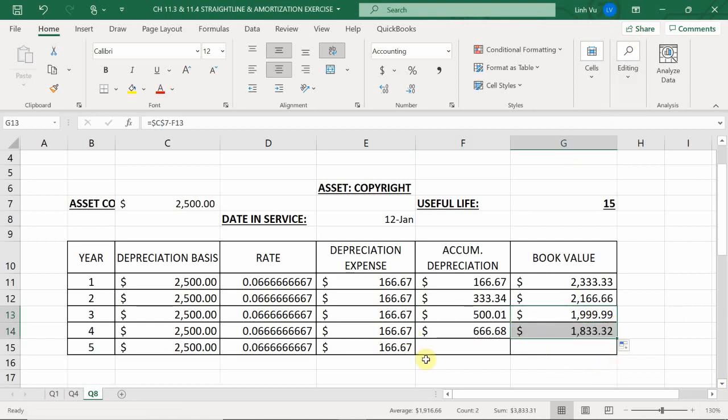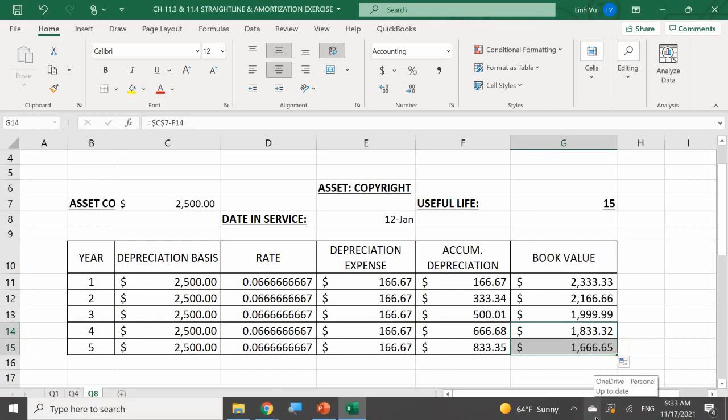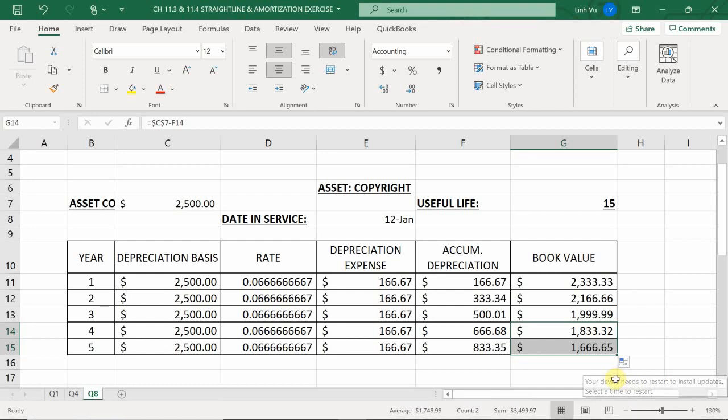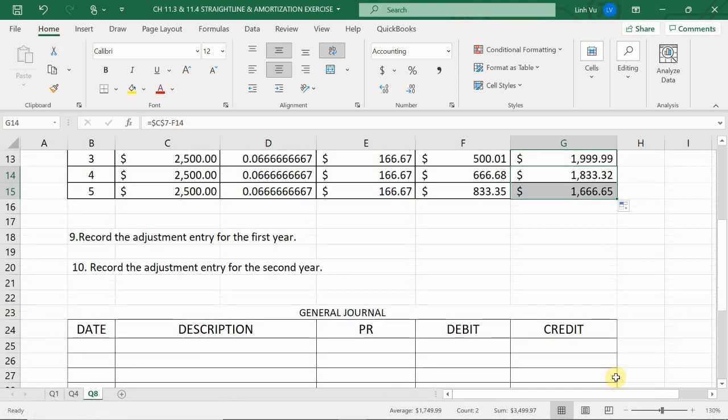Okay. Last but not least, what is going to be my accumulated depreciation as of year 5? Okay, which will bring my book value to 1,666.65. So then in this case, same ordeal as straight line, except the only difference here is there's no such thing as salvage value.